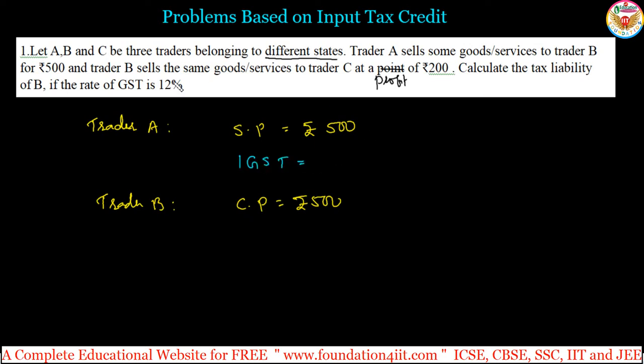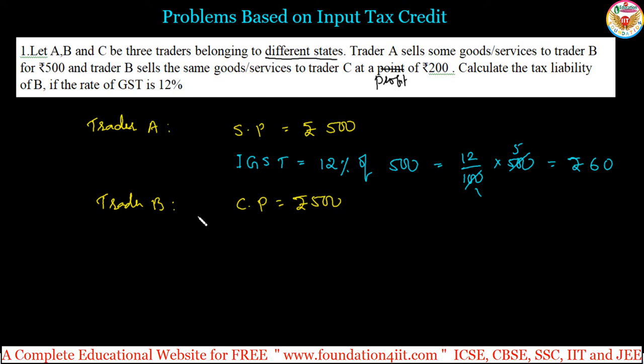Okay, how much is mentioned in the question? 12%. So 12 percent of this 500. Calculate 12 by 100 into 500. 100 ones are 100, 5 times 12 is 60. Okay, 60 rupees integrated GST up to here.